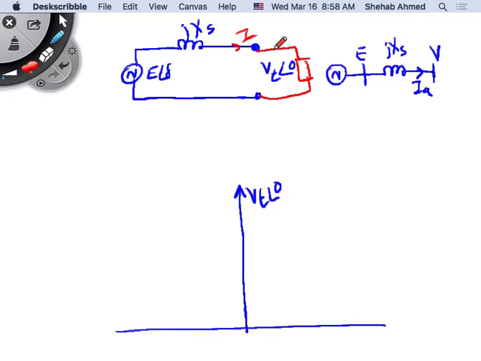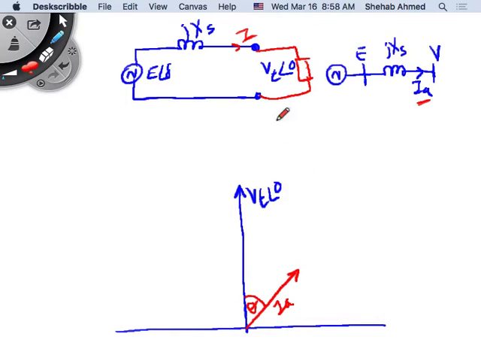Leading or lagging, depending on the load. It's a load, right? So typically, yes, it's lagging. So let's draw the current here, the armature current, IA. So IA is here, and this would be lagging by some angle theta degrees, right?